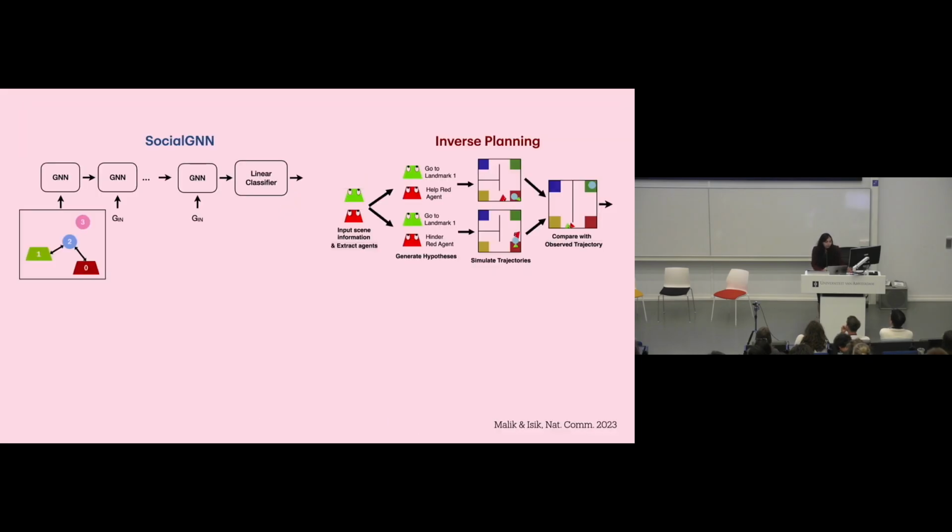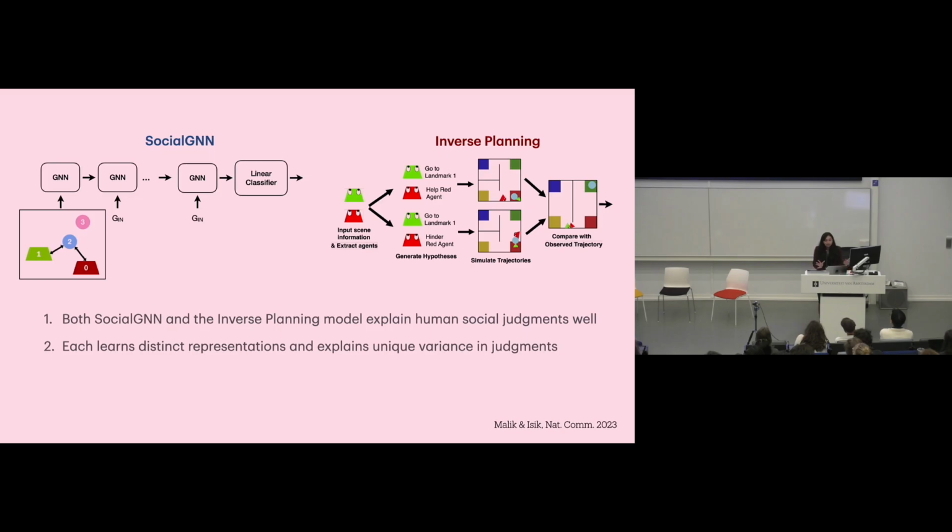So in previous work, we found that both social GNN and this inverse planning model explain human social judgments well. And importantly, both learn distinct representations and explain unique aspects of the human social judgments. This suggested that humans rely on both these kinds of computations, with each capturing distinct aspects of the behavior.